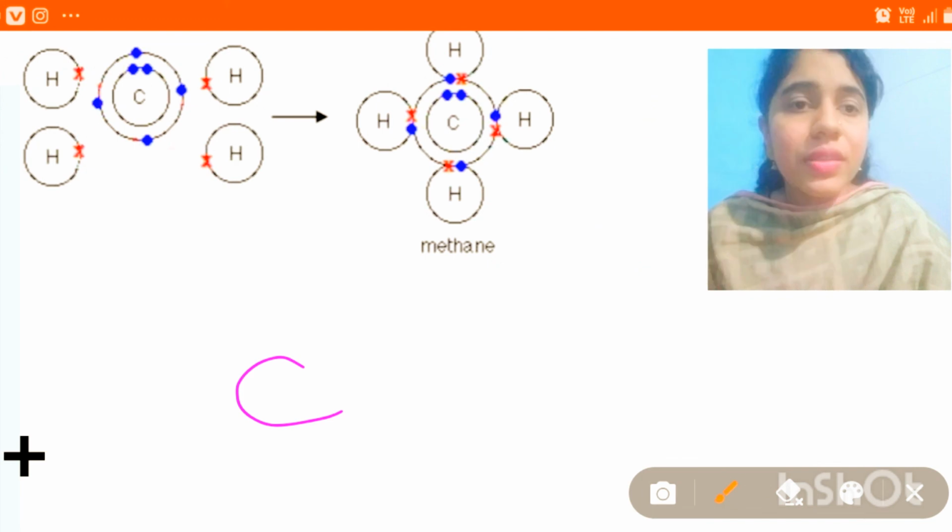Also, a CH4 molecule bonds with another CH4 molecule. This is called an intermolecular force. Here this is a weak force. Because of this weak force, the melting point of the compound was found to be low.